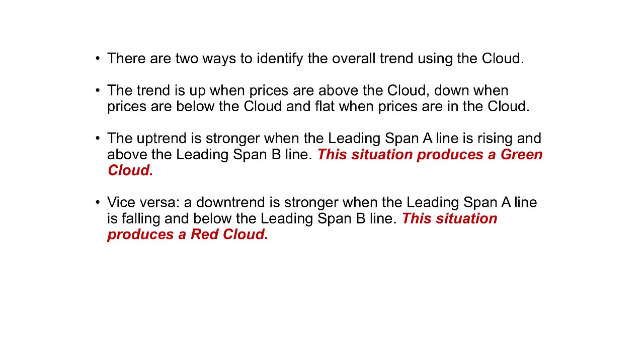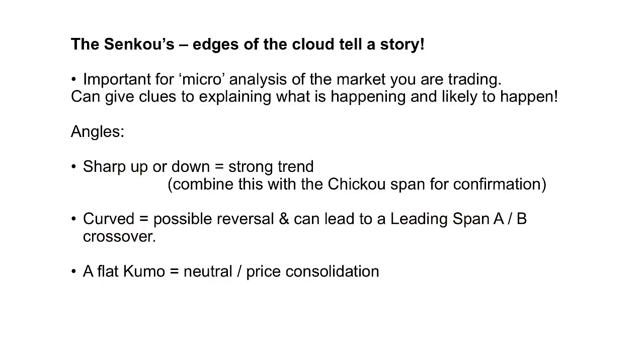There's more scientific ways of identifying the overall trend using the cloud, and they're listed here, but I just like to take it quite simply. If the price is above the cloud, it's bullish. If it's below, it's bearish. And note the Senkou, the edges of the cloud tell a story as well, and that's important when you get down into the micro analysis of the market you are trading.